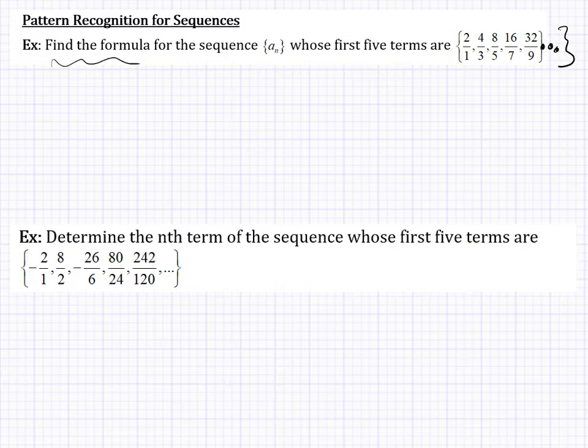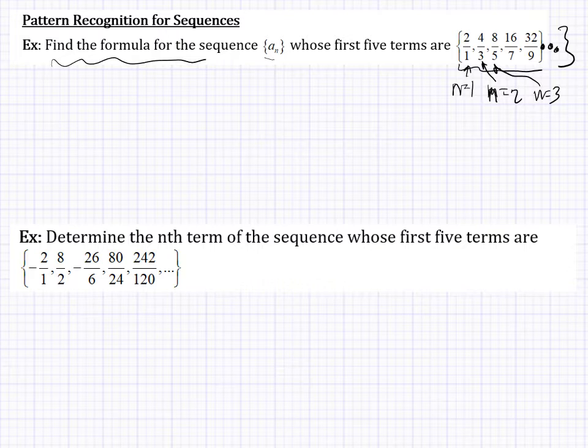So here it says find the formula for this sequence where a sub n is given to you in these first 5 terms. And then find a formula essentially that generates every term. That means when I plug 1 in, I get this first term. When I plug 2 in, I get this next term. When I plug 3 in, I get this next term, etc.